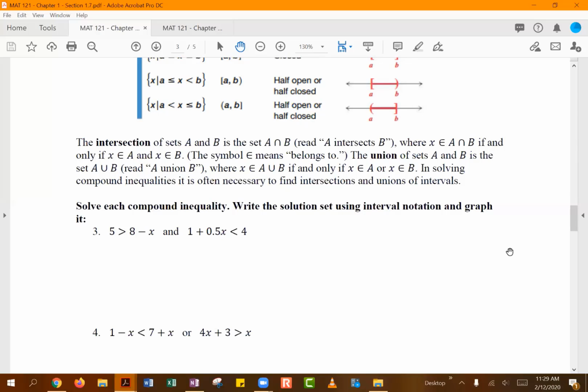Union, on the other hand, is literally taking everything from set A to set B. If it's common to both sets, you put it in there. But if it's in one set and not the other one, you still put it all together. So you're basically bringing all the elements from both sets and you put it all together to create a union of your sets. And this one kind of looks like a U, but it's not. This is what we use as the union symbol.